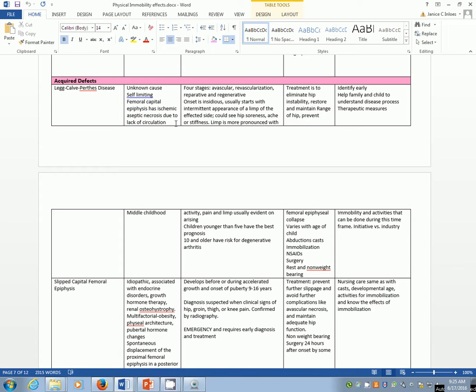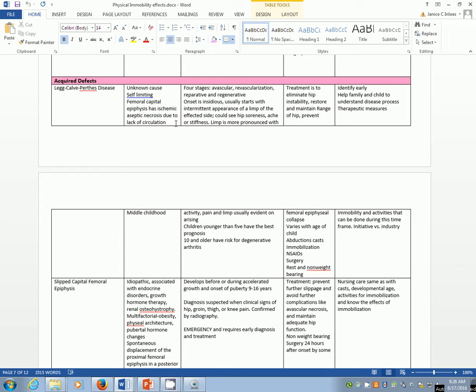We want to maintain that range of the hip as much as we can and prevent that epiphyseal collapse from happening. Again, it varies with the age of the child. We usually do those abduction casts just like we do with the congenital hip dysplasia. Immobilization is going to be occurring. We're going to give NSAIDs. NSAIDs are a drug of choice for almost any pain in children instead of aspirin.